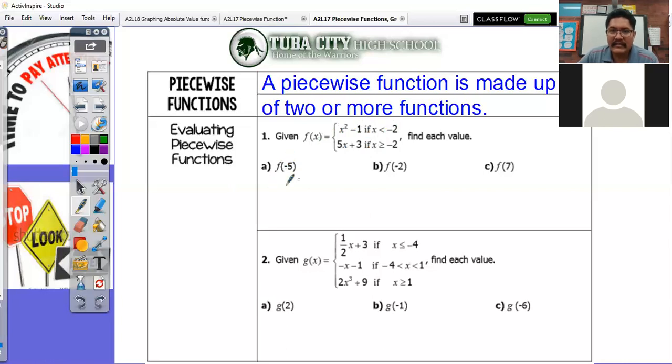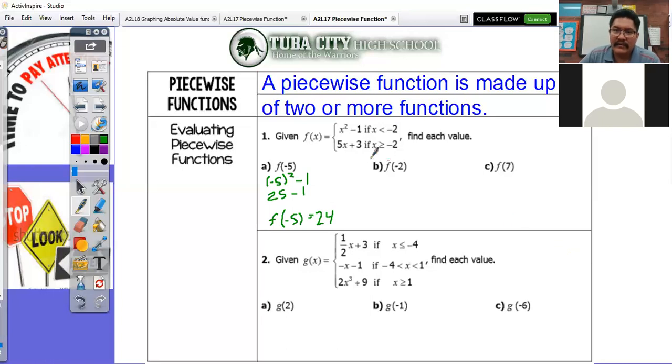So I'm going to grab x squared minus 1, and I'm going to replace x with -5. So -5 squared minus 1. -5 squared, so that's -5 times -5, so that would be 25. And now we only have one more step, so we just got to write it in function notation. So f of -5 equals 24. And there we go. That's it.